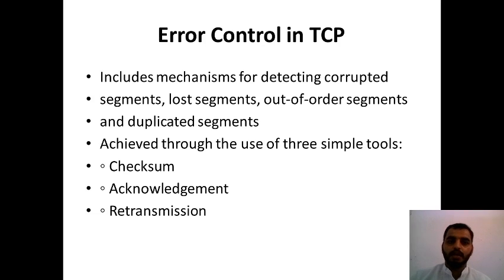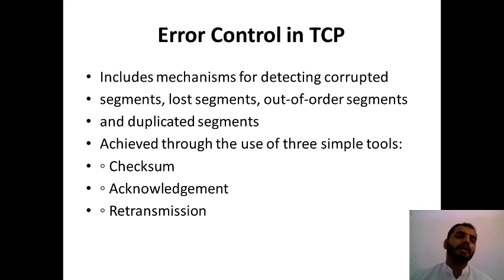Error can happen. So to control that, segmentation should be done so that the order should be followed in receiving and sending the information. The next one is achieved through the use of 3 simple tools. What are the 3 simple tools?